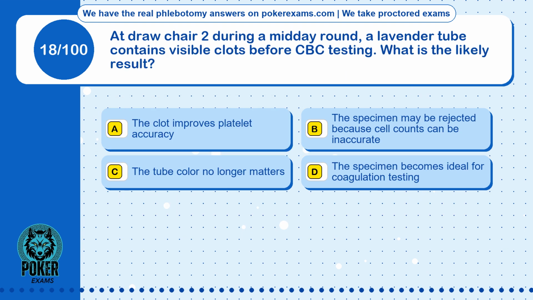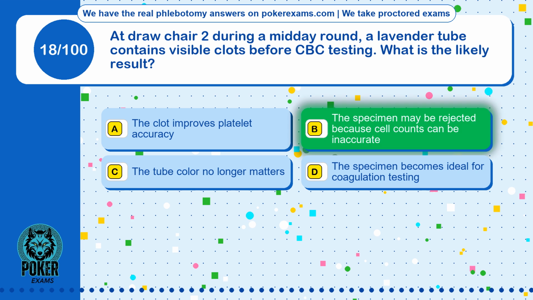Question 18. At draw chair 2 during a midday round, a lavender tube contains visible clots before CBC testing. What is the likely result? Option A. The clot improves platelet accuracy. Option B. The specimen may be rejected because cell counts can be inaccurate. Option C. The tube color no longer matters. Option D. The specimen becomes ideal for coagulation testing. The correct answer is option B.